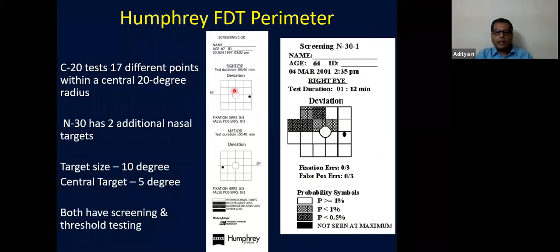So what basically the image shows is a fairly large size target, a 10 degree target, and 4 areas are tested in each quadrant, and 1 central area at 5 degrees. So a total of 17 points are tested in the C20 program, and here 19 points are tested. And fixation errors, false positives, and false negatives are also checked. If a defect is detected, it gives probability symbols depending on the shading of the symbols.